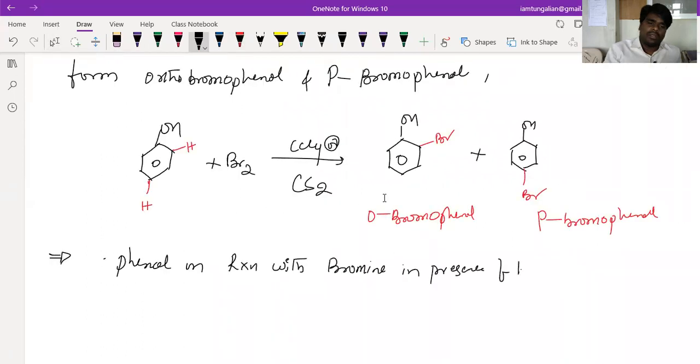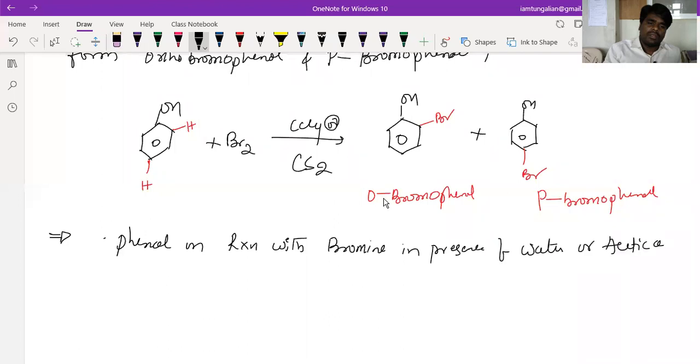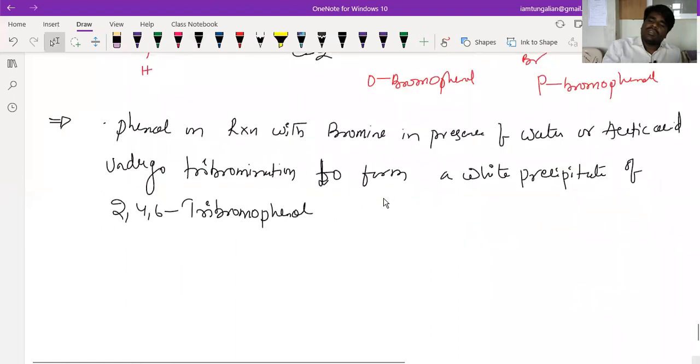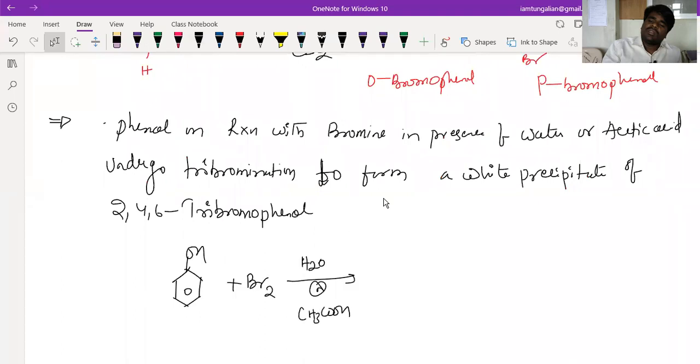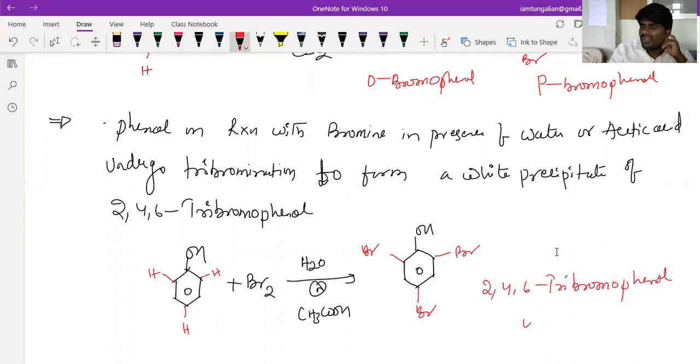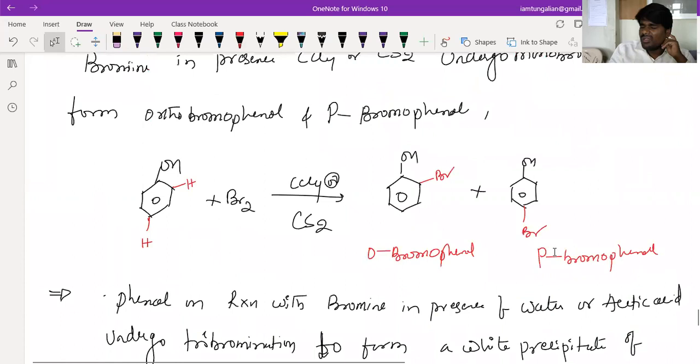With bromine water, tribromination takes place. What does it form, sir? Here all the hydrogens, this hydrogen, this hydrogen, this hydrogen are replaced, forming 2,4,6-tribromophenol, a white precipitate. So like this, beta. This is a non-polar solvent.